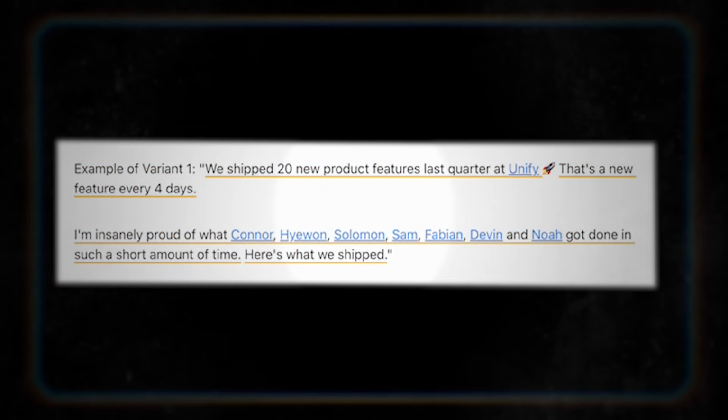Insane. You don't need that second line, but it adds to the feeling of it being a milestone, like, oh my gosh, they shipped this amount and that equates to a new feature every 4 days. That's kind of crazy. Second line would be, I'm so proud of what team members got done in such a short sprint. Here's everything we shipped. So I'm so proud, and then tag your team. And then that bridge line of here's everything we shipped. Pretty straightforward hook format.